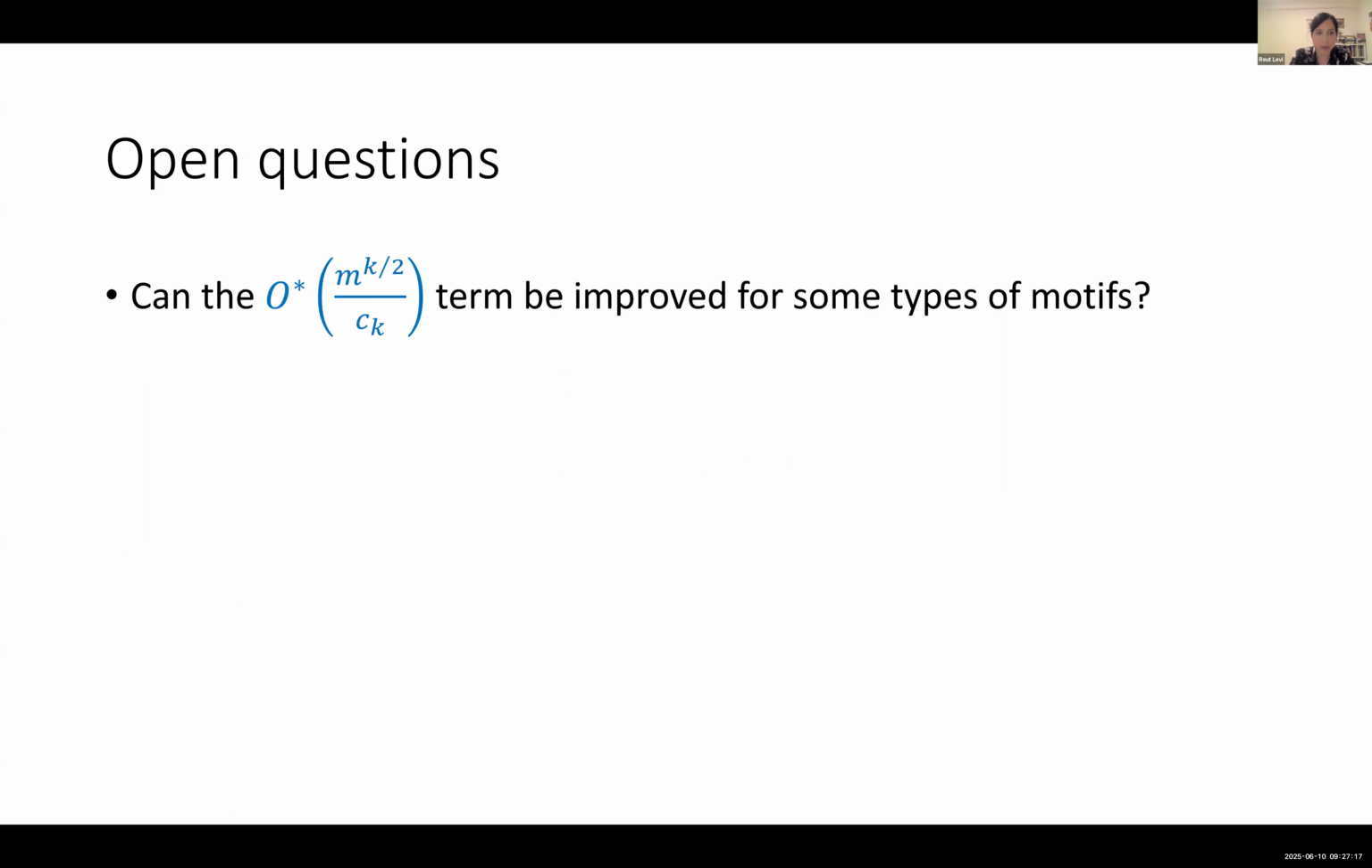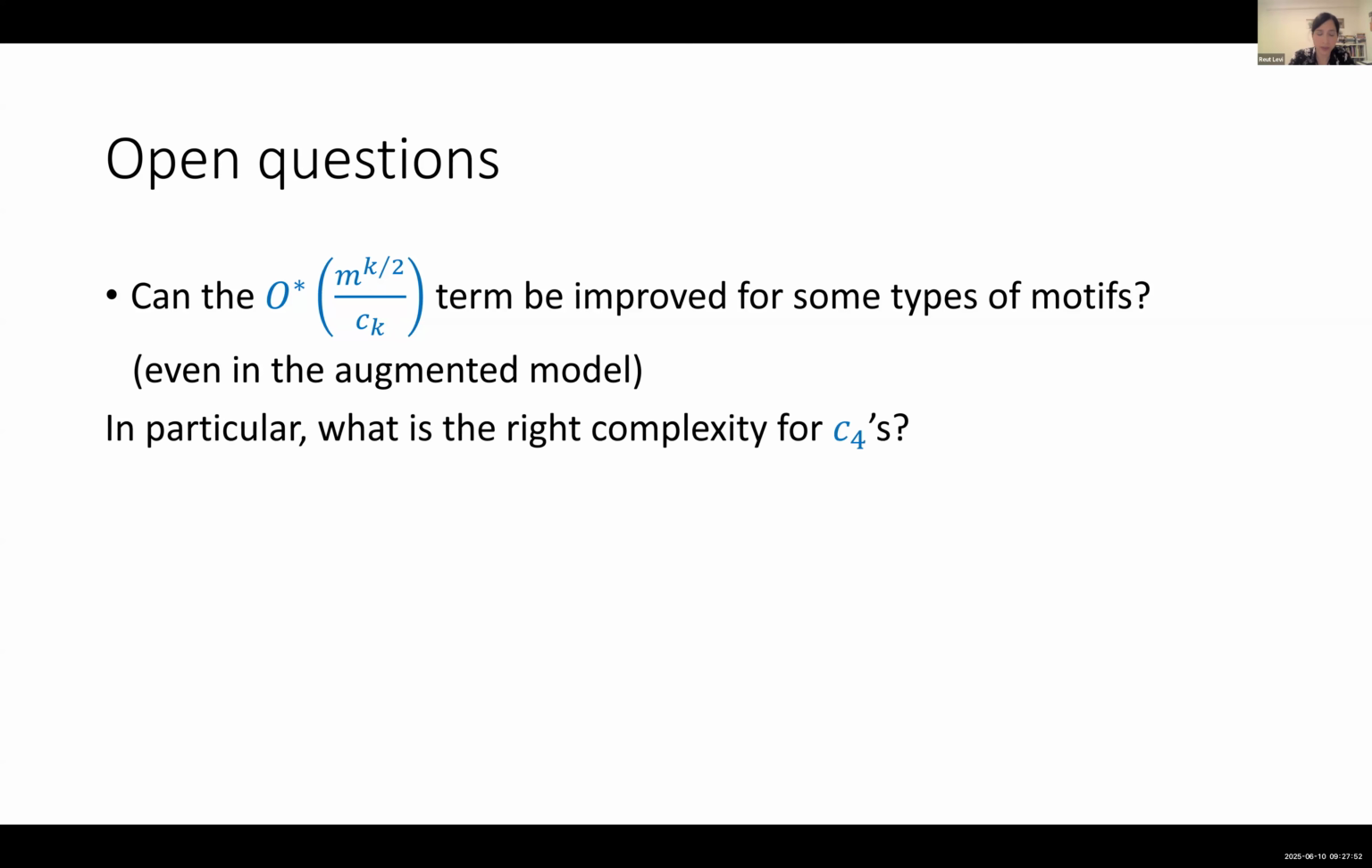So now let's go over some open questions. One question is, is it possible to improve the upper bound both in the standard and the augmented model for some motifs. So the upper bound of m to the power k over 2 over the number of copies is tight for odd cycles and cliques, but it is not necessarily tight for all motifs. So an important question is whether we can improve it even in the augmented model. Specifically, what is the right complexity for counting the number of C4s in the graph.